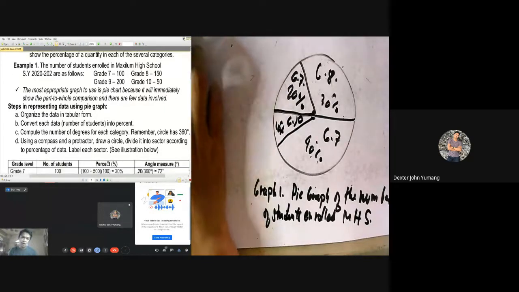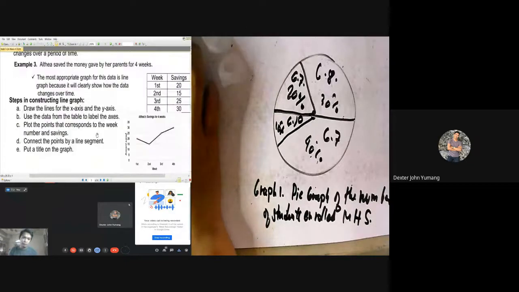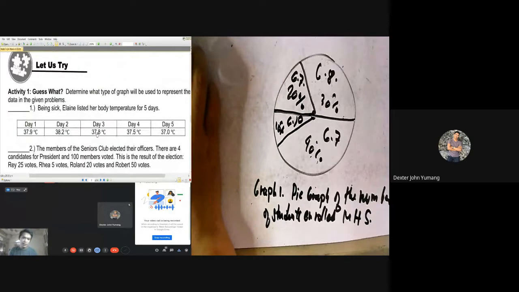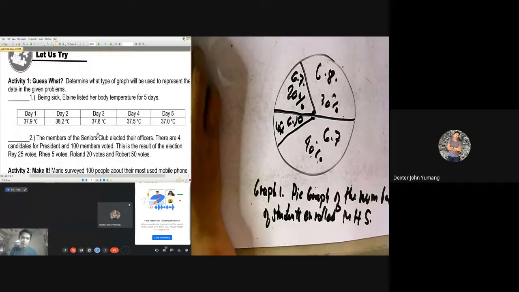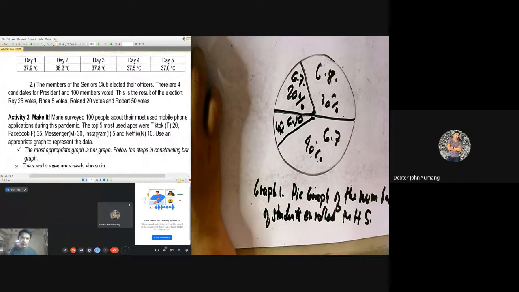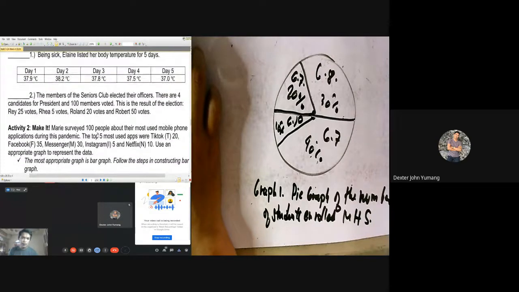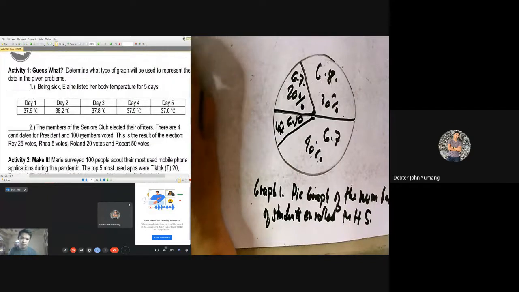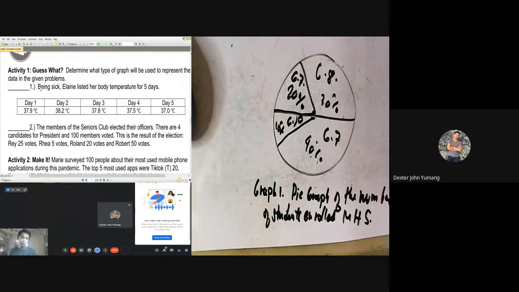Okay? So, in this case, I would like you to answer the activity on this. I would like you to answer number 2 of our activity number 1. The number of the seniors club elected officers. There are 4 candidates for the president and 100 members voted. This is the result of the election. Ray, 25 votes. Rhea, 5 votes. Roland, 20 votes. And Robert, 50 votes. So, make a pie graph for it. Only answer number 2 of activity number 1. Okay, this is our performance task number 2.